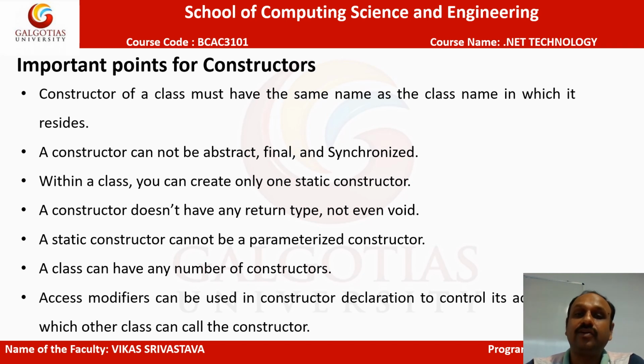A static constructor cannot be parameterized. When you declare a static constructor, it cannot take parameters. However, normal constructors can be parameterized, and based on the parameter values given at the time of object creation, the matching constructor will be invoked. Access modifiers can also be used in a constructor declaration to control access to that particular constructor from other classes.